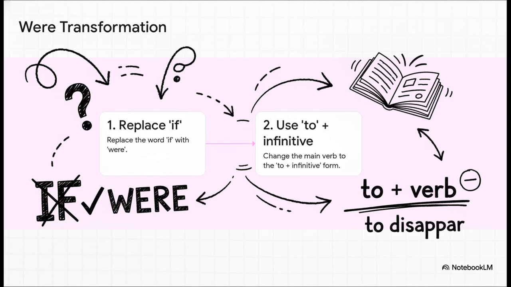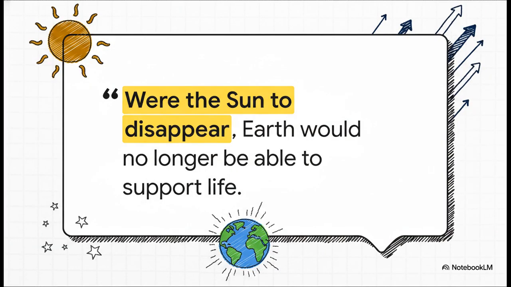Now, the rule here is also very specific, but it's still nice and simple. We're going to replace if with the word were. Then we just add the word to right before the main verb. So, disappeared becomes to disappear. Easy. And just look at the result. Wow. It adds this real sense of gravity and formality to what's already a pretty dramatic statement. This is a really elegant way to phrase a hypothetical idea, something you'll often see in academic or philosophical writing.